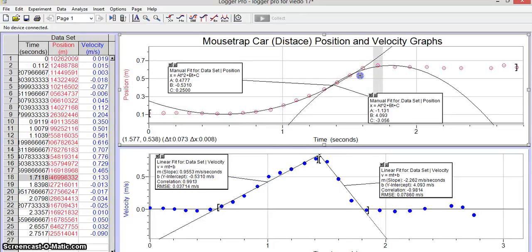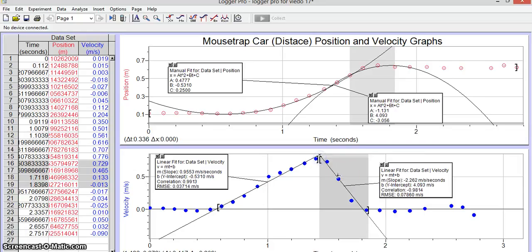And then the second part, which starts here, where the car was slowing down, the equation for that would be negative 1.131 t squared plus 4.093 t minus 3.056, and that equation would equal x. That equation would obviously model the motion of my mousetrap car when it was slowing down. So a real quick review.